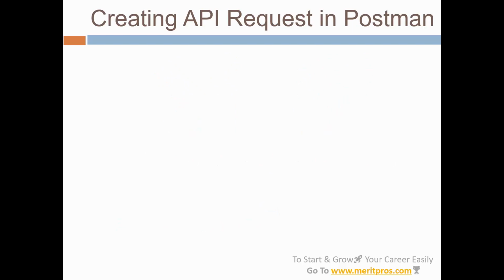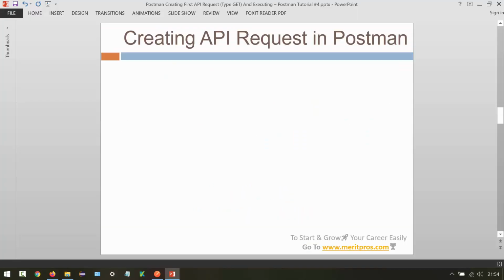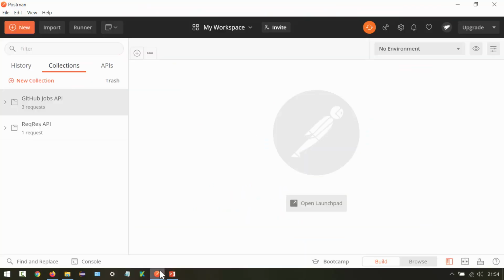Okay, now we are going to create our first API request in Postman. Let me open the Postman app. So this is Postman app. I have already got it opened. We have already covered introduction to Postman, downloading and installing Postman, and then exploring the UI in previous tutorials. Please watch them. Watch the Postman tutorial playlist from the beginning to learn the Postman thoroughly. Let's start with creating first API request in Postman.